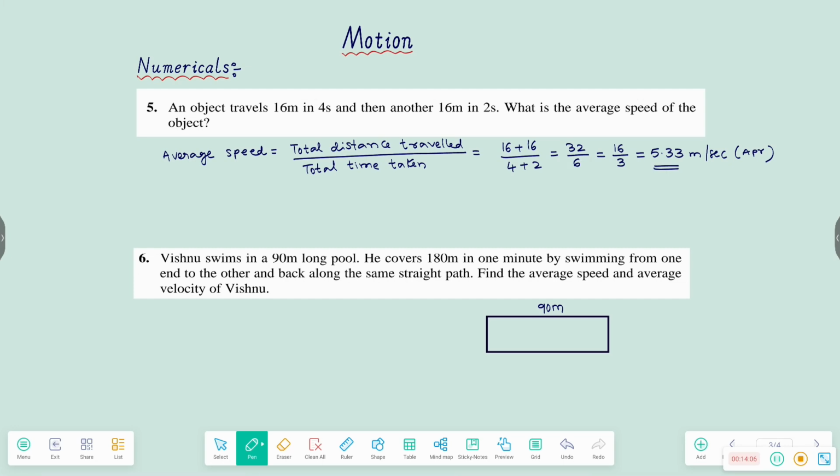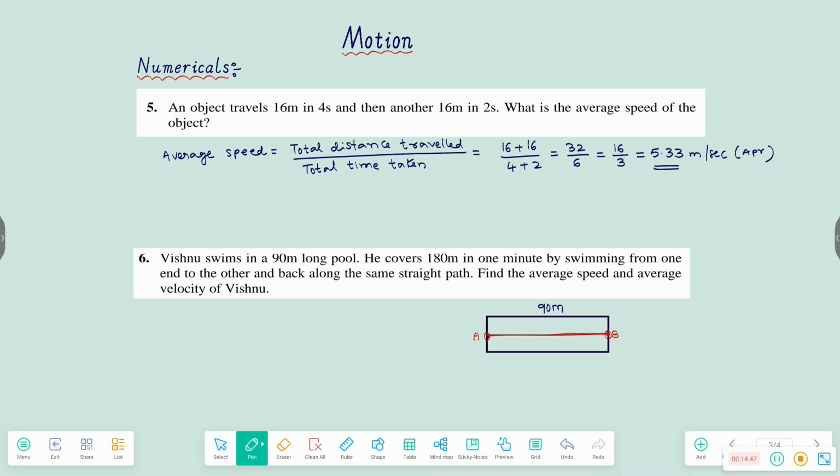He covers 180 meters in 1 minute by swimming from one end to the other end and back along the same straight path. Let us take that he starts here. From A to B, the other end, he reaches, and in that same 1 minute he goes from A to B and again comes from B to A. In total, how much distance is he traveling? 180 meters. For going from A to B he travels 90 meters, and again from B to A 90 meters. Total 180 meters he completes in 1 minute.